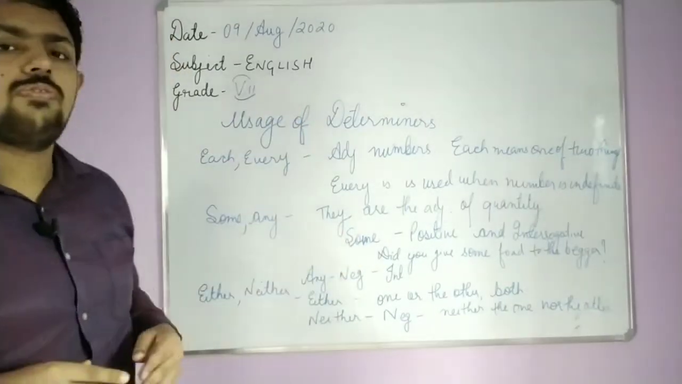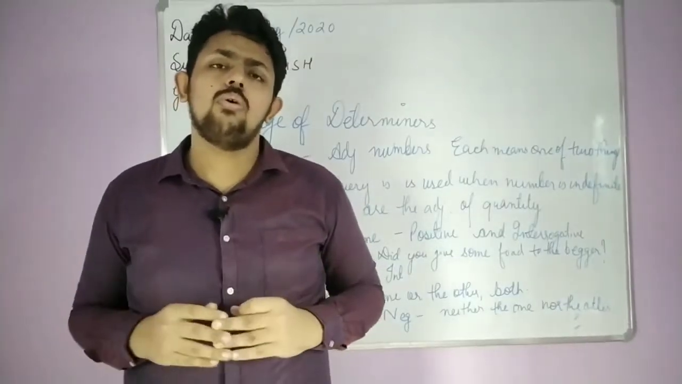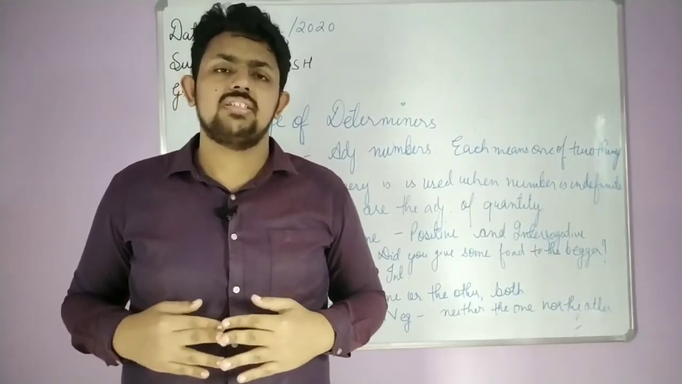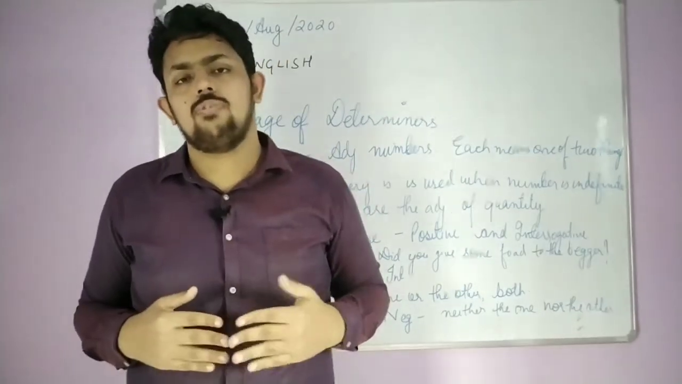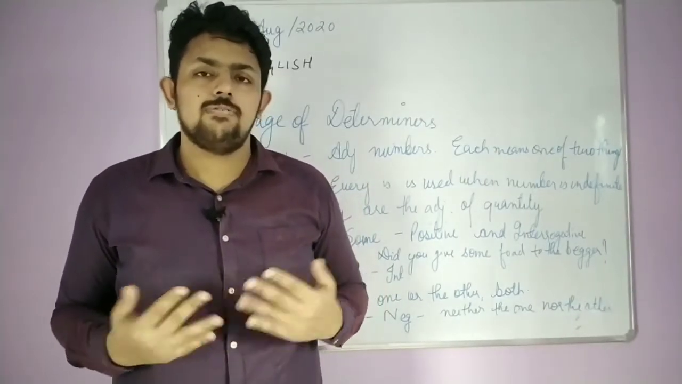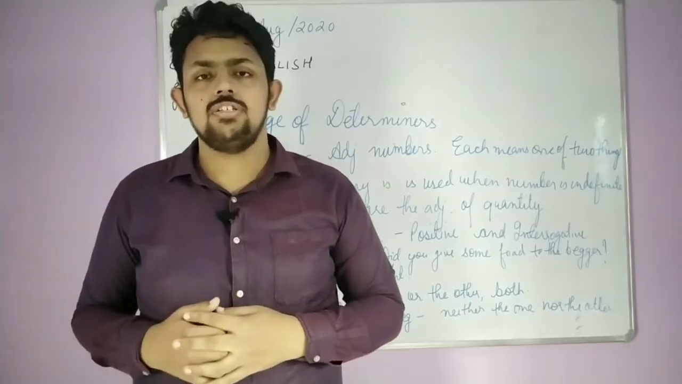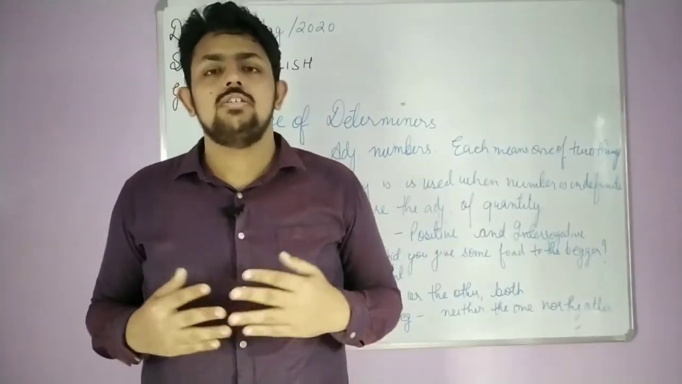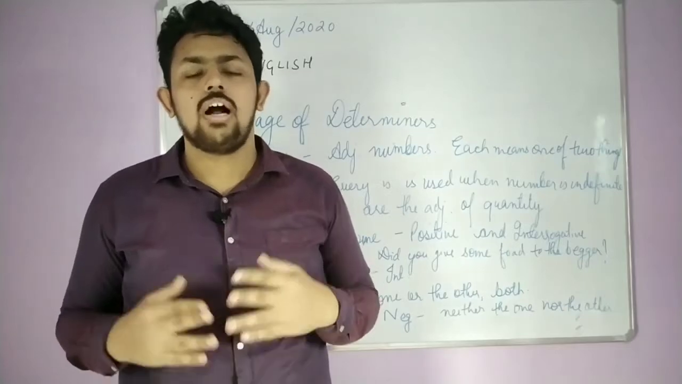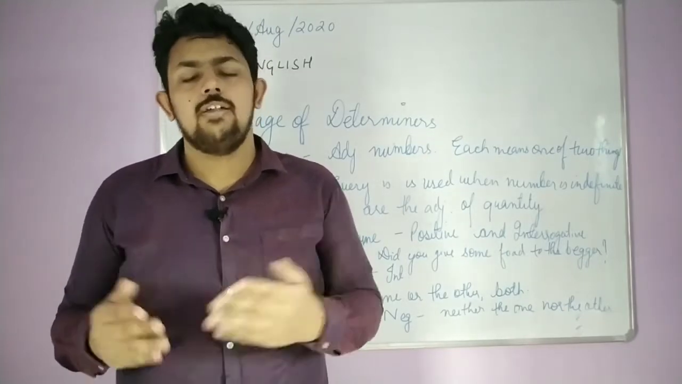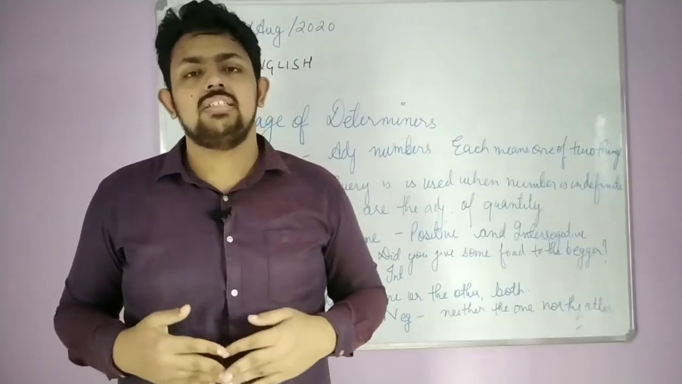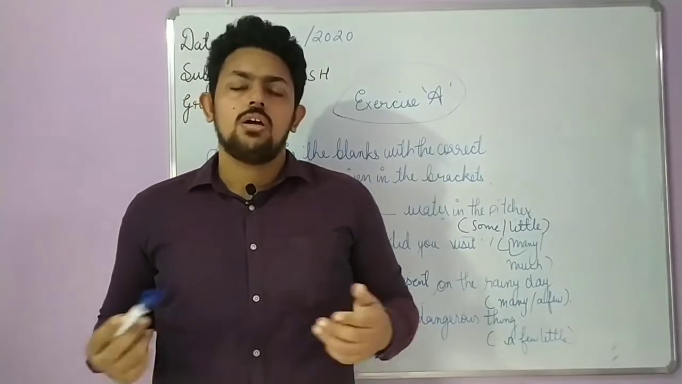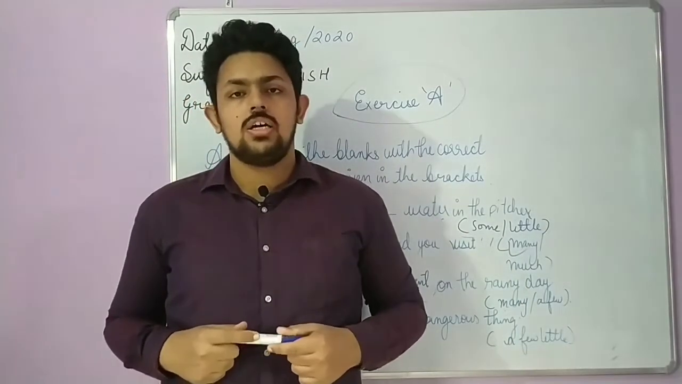So these are a few uses of determiners. Read them well from your book, and if any confusion is there, you can always ask. So we will now quickly move ahead to the exercise. We have seen the kinds of determiners and the definition. Now we will do exercise A, and in the next video we will see the articles. So move to exercise A in your book. I will explain how to do the exercise, and we will do one or two sentences together, and the rest you can do on your own.